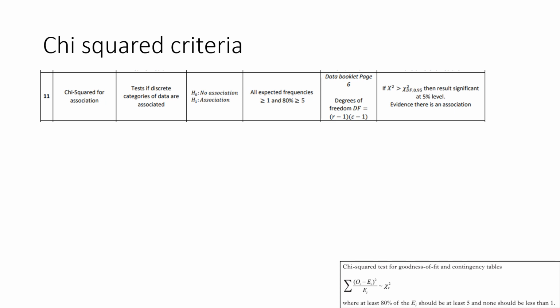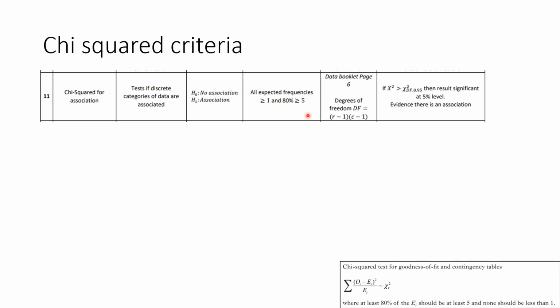An overview of this test. This test tests if discrete categories of data are associated. So like if a drug can affect the outcome of a condition, that would be an association. So because of that, the null hypothesis is normally no association. The alternative hypothesis is that there is an association.